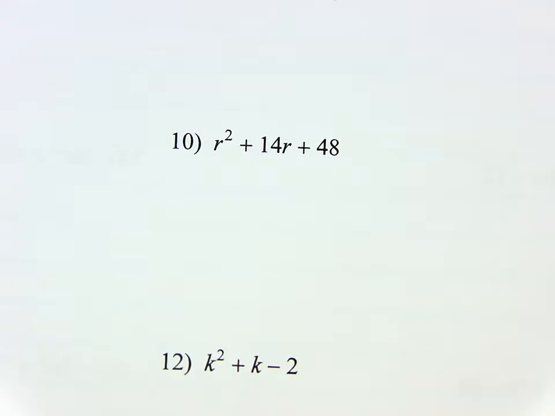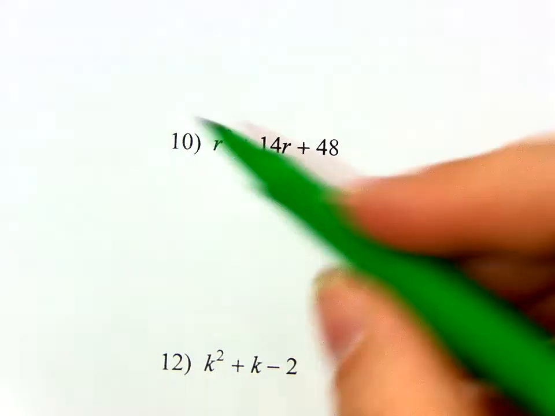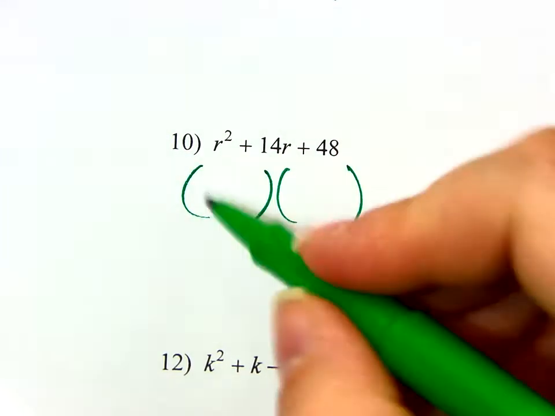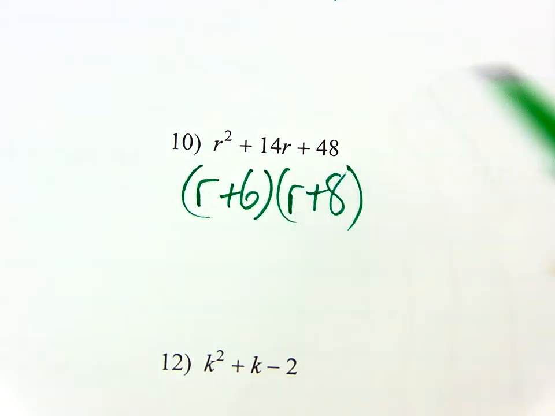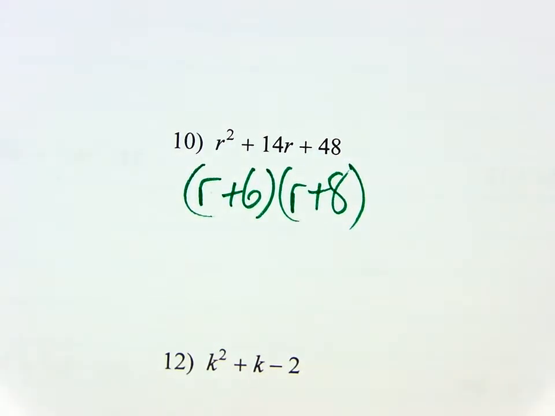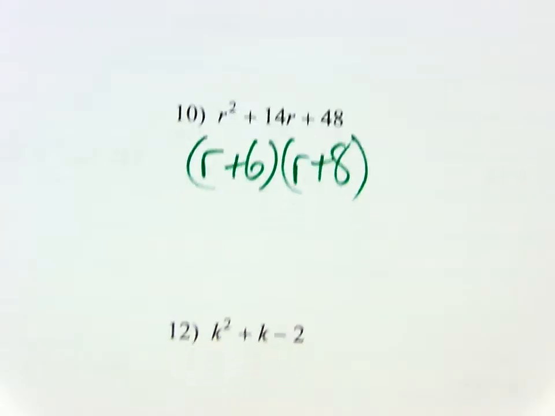There's tons of them. But I want the pair that add up to be 14. What are those? 6 and 8. There you go. And you're done. When a is 1, your life is so easy. You just find factors of c that add up to be b. Try 12.